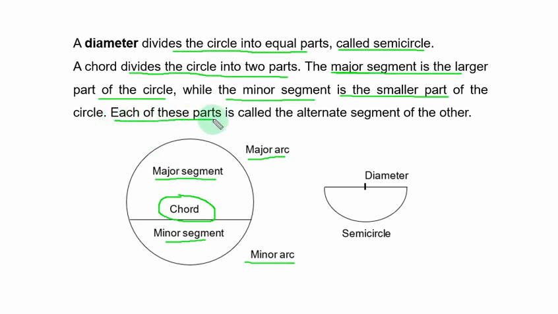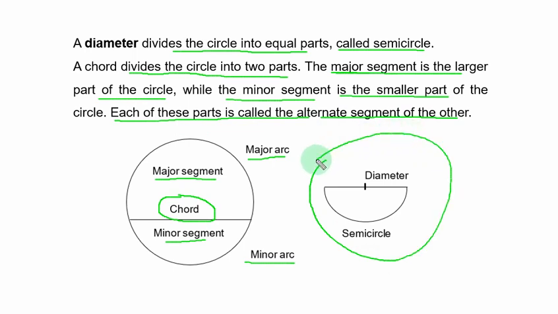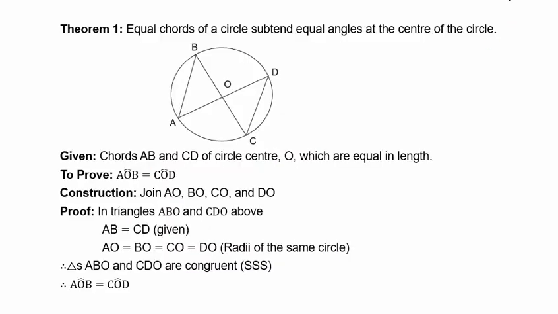Each of these parts is called the alternate segment of the other, and you have this as a semicircle because you have a chord that divides a circle into two equal parts, and each of the parts is a semicircle. We shall consider the chord properties of a circle in form of theorems.